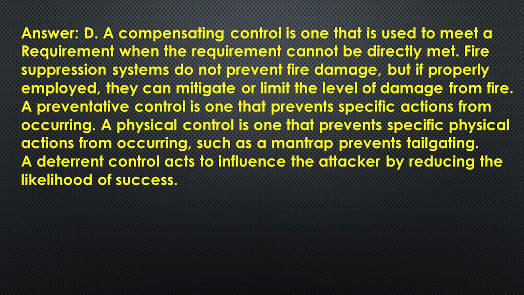Fire suppression systems do not prevent fire damage, but if properly employed, they can mitigate or limit the level of damage from fire. A preventative control is one that prevents specific actions from occurring. A physical control is one that prevents specific physical actions from occurring, such as a man-trap prevents tailgating. A deterrent control acts to influence the attacker by reducing the likelihood of success.